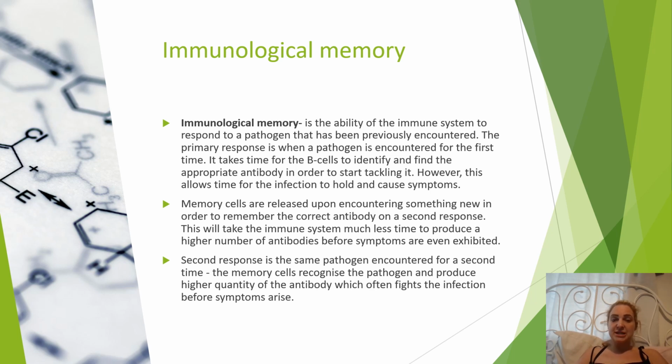Memory cells are released upon encountering something new in order to remember the correct antibody for a second response. This will take the immune system much less time to produce a high number of antibodies before symptoms are exhibited. Second response is the same pathogen encountered for a second time. The memory cells recognize the pathogen and produce high-quality antibodies which fight the infection before the symptoms arise.